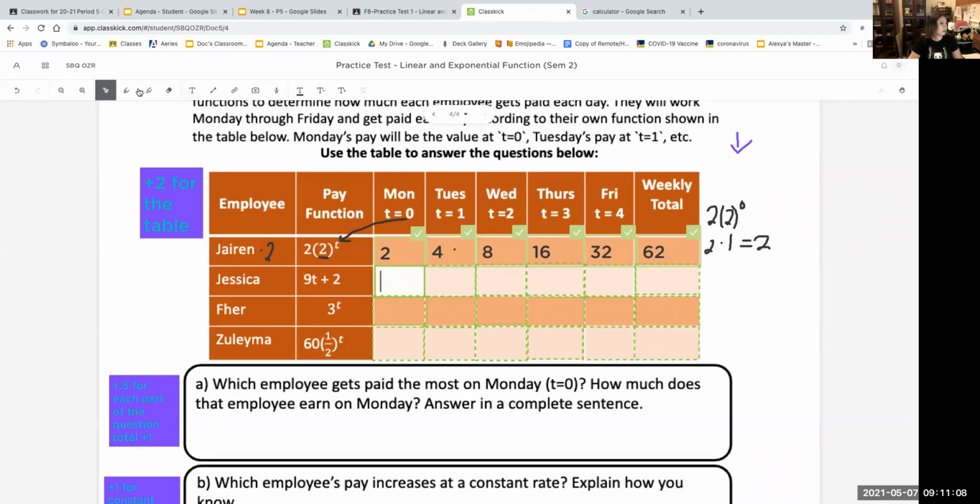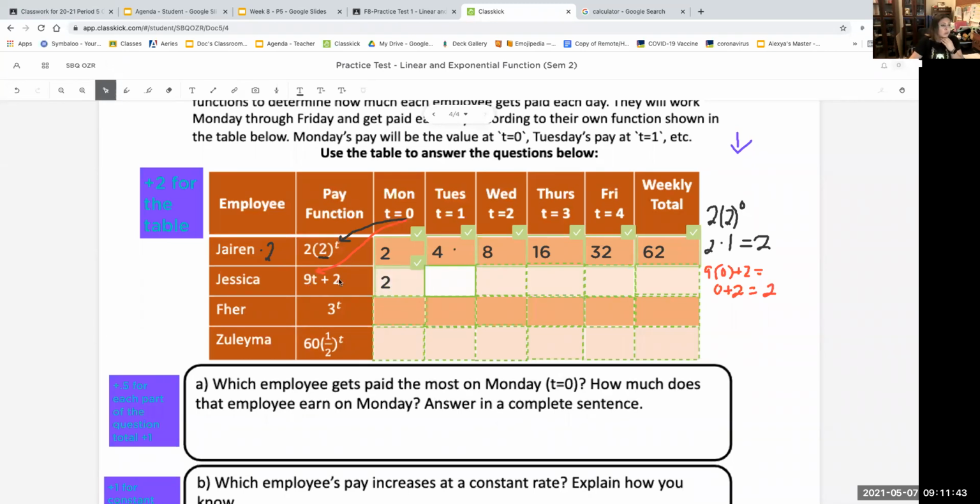Here, again, I'm going to do the work for just that first one. So I'm going to plug in that 0 in for my t. I have 9 times 0 plus 2. 9 times 0 is 0 plus 2 gives me 2. So I'm going to type a 2 right there.